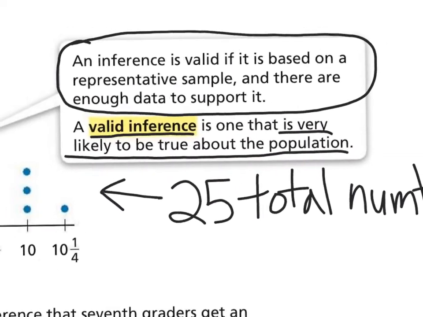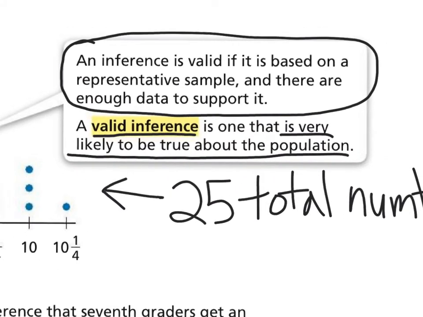So an inference is valid if it's based on a representative sample and there are enough data to support it. Basically, then, for a valid inference, we have to ask the right people and ask enough people. If we don't ask enough people, it may not represent everybody. And if we don't ask the right people, if we ask people that are going to be biased a certain way, then that's not going to be a good sample either.